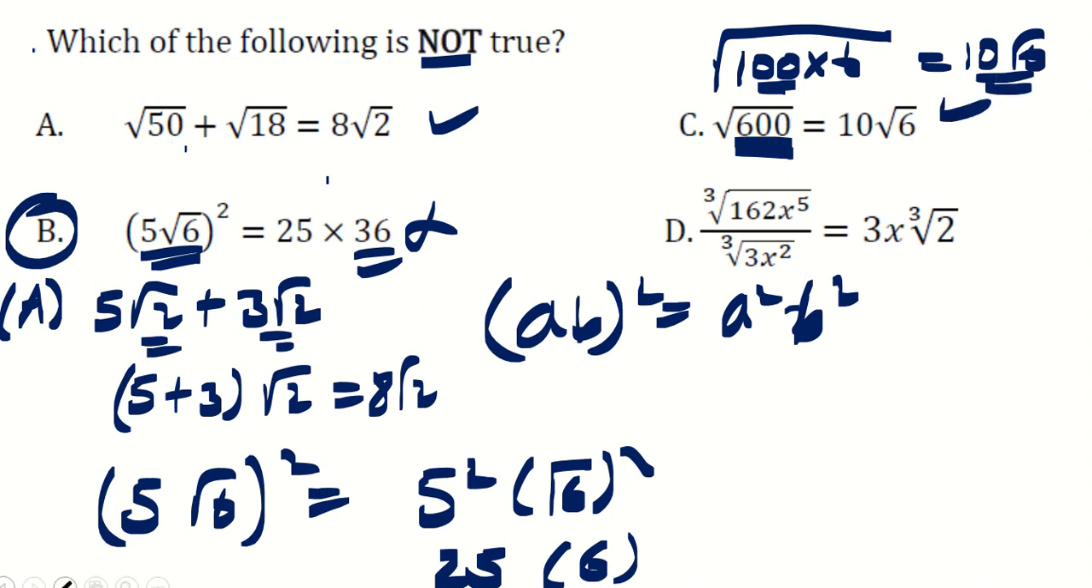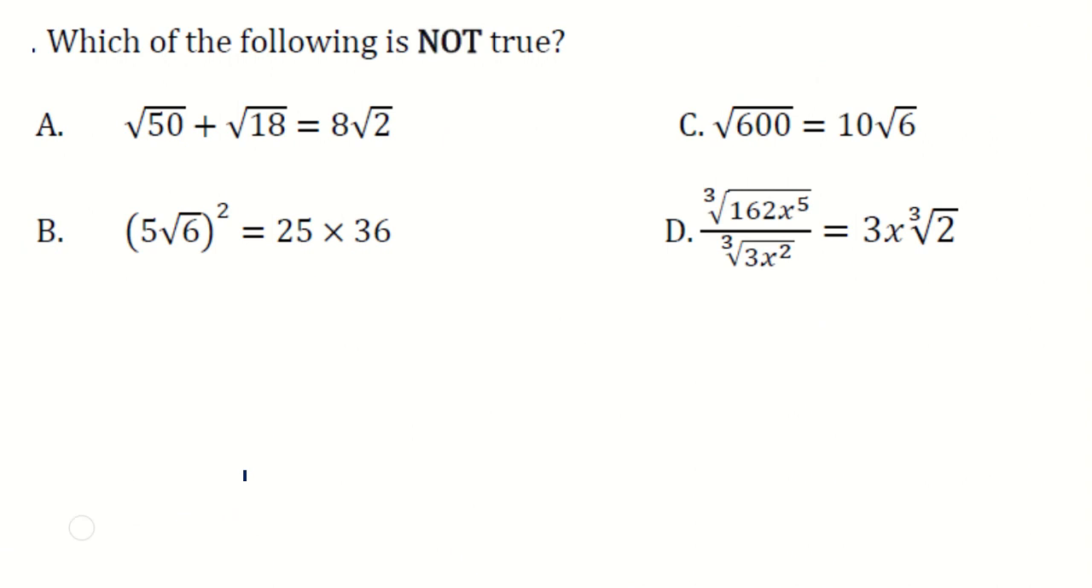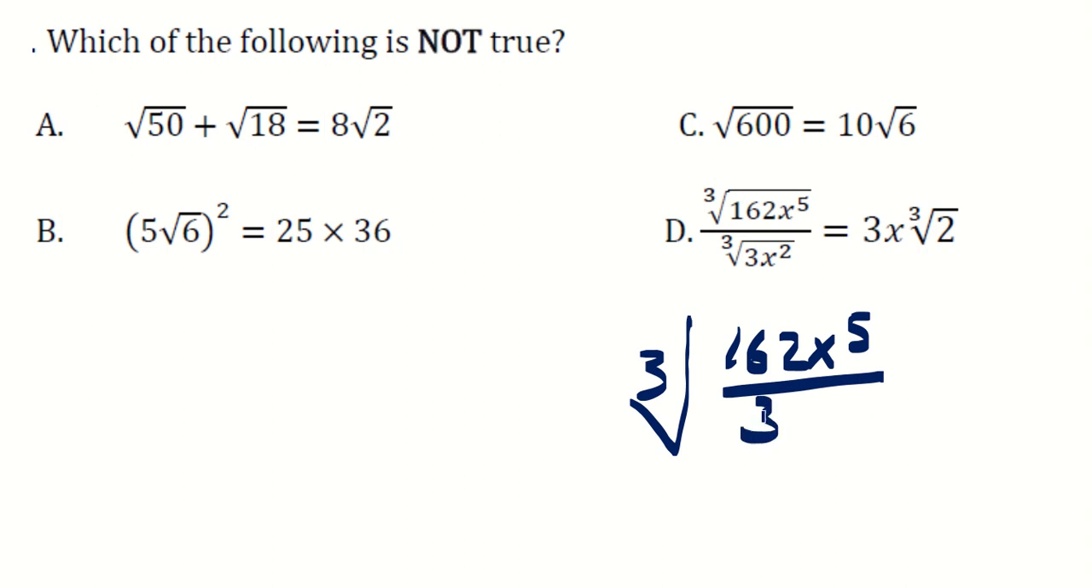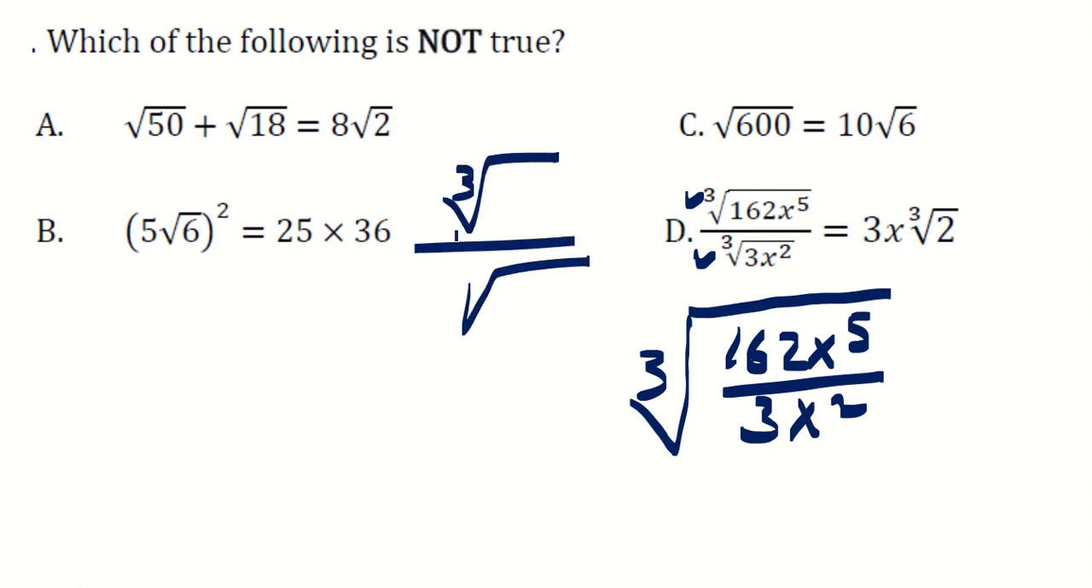And the last one, just for knowledge, let's check the last one. Cube root of 162 x to the power of 5, the whole over 3x squared. We can put it in this way because the numerator and the denominator both are in cube root. They have the same index. But if the numerator is in cube root and the denominator is in the square root, we cannot put them together. But here, both of them, the index are the same. Cube root. So we can put.